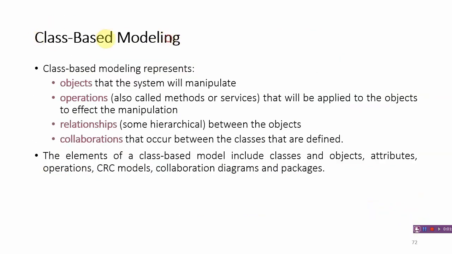Now let us talk about the primitives of class-based modeling. Class-based modeling represents objects that the system will manipulate, operations that will be applied to the objects to effect the manipulation, relationships between the objects, and collaborations that occur between the classes that are defined. The elements of the class-based model include classes, objects, attributes, operations, CRC models, collaboration diagrams, and packages. So we'll see this in detail.